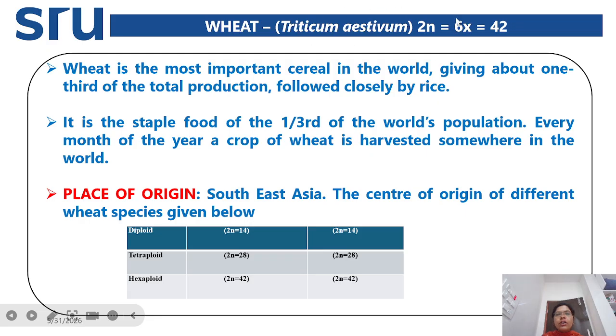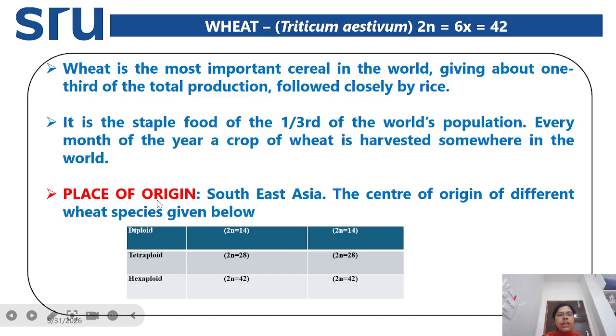It is a hexaploid species having the chromosome number 42. Here we have discussed that it is one of the most important staple food crops in the world, followed by rice. In every month of the year, we can see the harvesting of the wheat crop in the world. And the origin of the wheat crop is Southwest Asia.